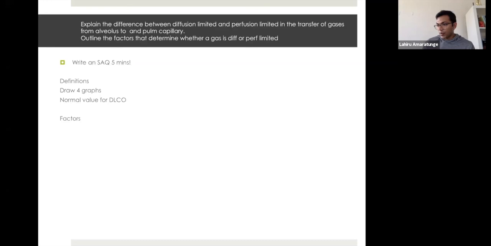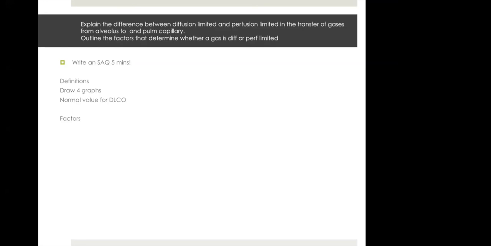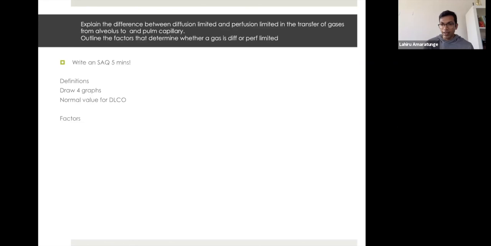So the barrier itself, perfect, the diffusion barrier. Yep. So if it's thick, obviously it slows the diffusion. And so, for example, in oxygen, it can change the oxygen from being perfusion limited to diffusion limitation. Yep, sounds good. And you could cite any kind of disease process that would thicken the barrier. What other factors?